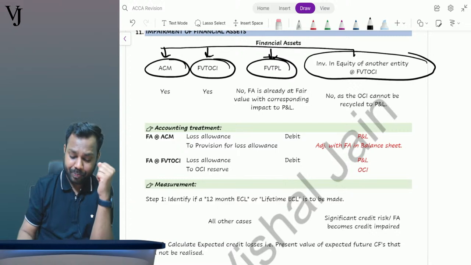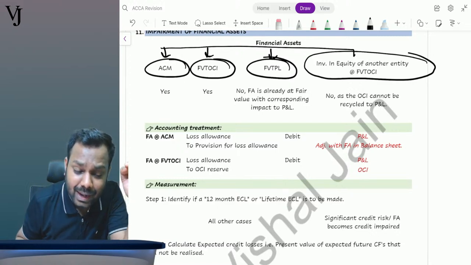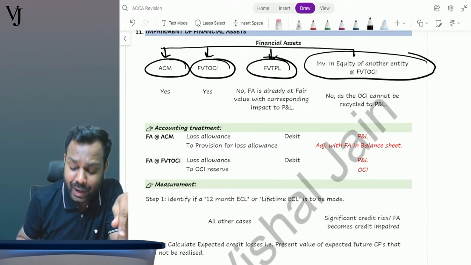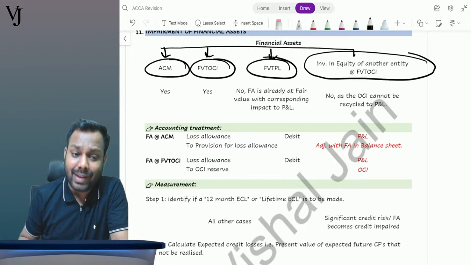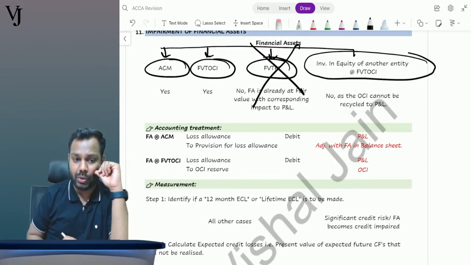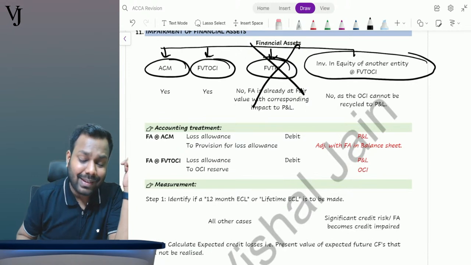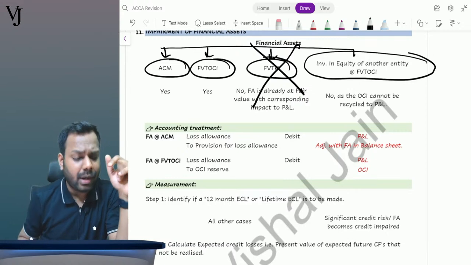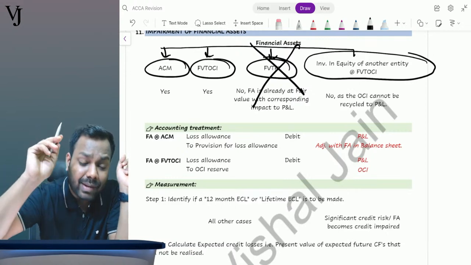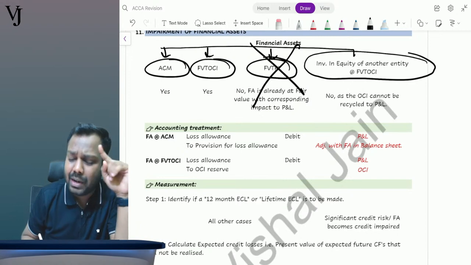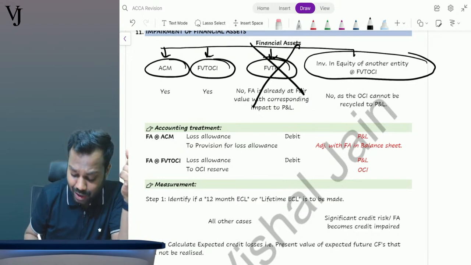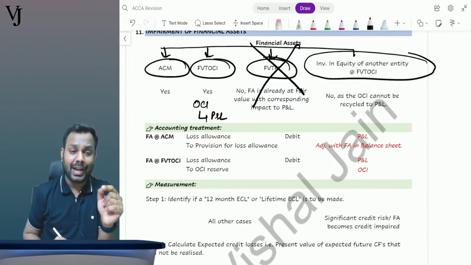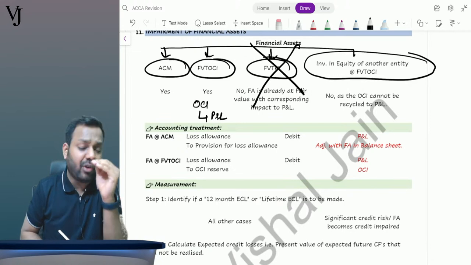Now, for assets at FVT P&L, it is already at fair value and the impact goes to P&L. So do we need to again impair the asset? No. For assets at FVT OCI, it is already at fair value. Do we need to impair the asset? No. But the impact doesn't go to P&L. So what will I do? Will I impair the asset? No. But the amount of impairment loss, I will transfer from OCI to P&L. I will not reduce the value of the asset because it is already at fair value.